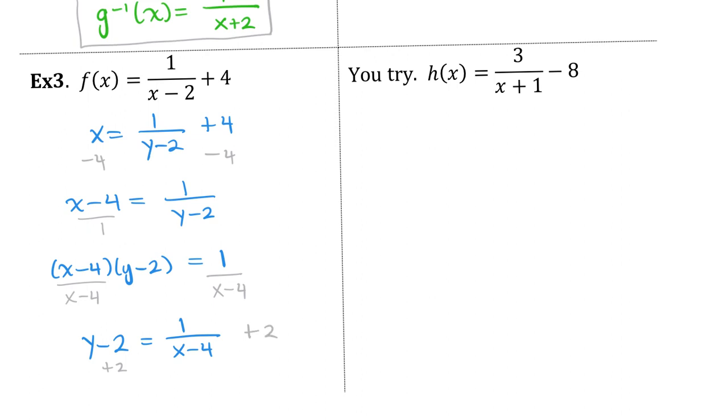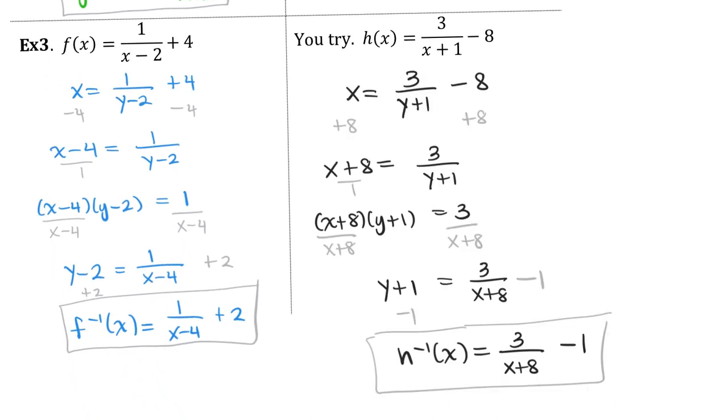So let's rename this. This was f of x. So this is f inverse of x is going to be 1 over x minus 4 and then plus 2. Go ahead and try the last one on your own and then unpause when you're ready to check your answer. Okay, let's check our answers. For h inverse of x, I got 3 over x plus 8 minus 1.